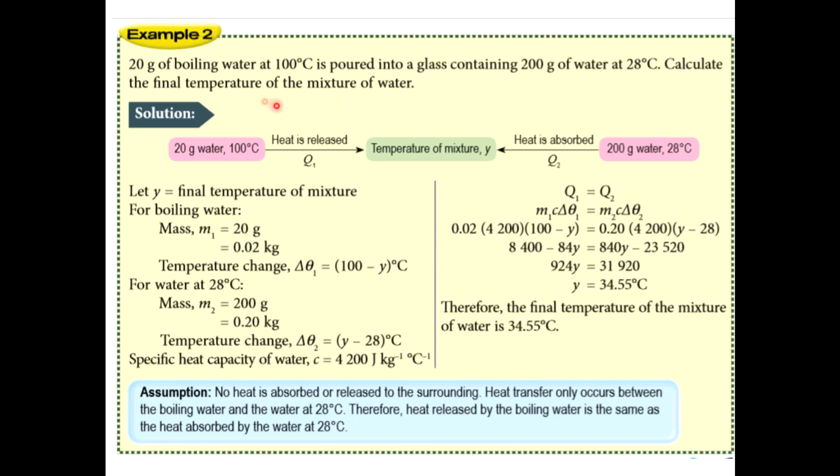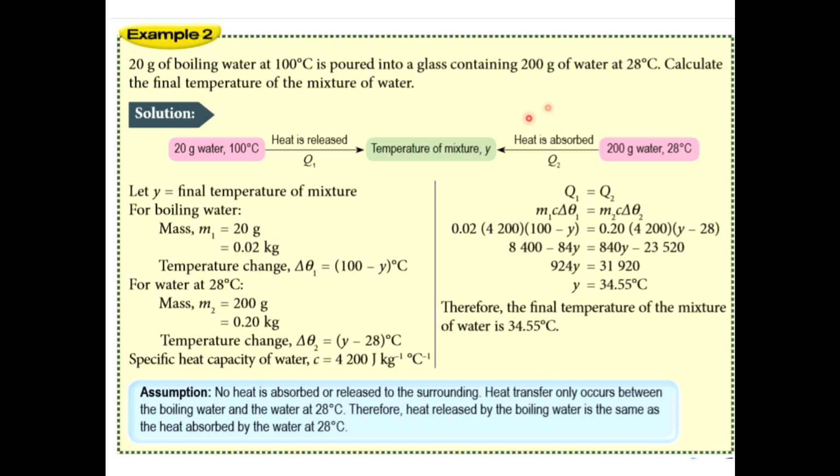We look at example number 2. 20 gram of boiling water at 100 degrees Celsius is poured into a glass that contains 200 gram of water at 28 degrees Celsius. So now we mix the boiling water and the cold water. You need to calculate the final temperature of the mixture of water. Logically, the final temperature of the mixture will be less than 100 degrees Celsius, but more than 28 degrees Celsius.